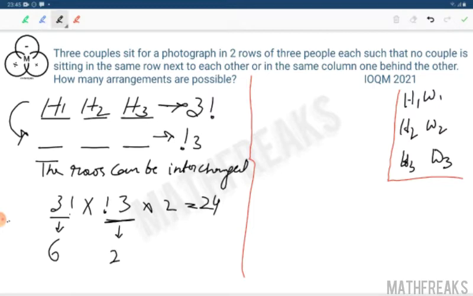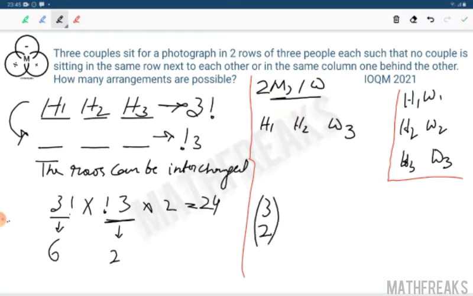So, two men, one woman in the first row. H1, H2, W3, and this is possible. So we are choosing two men, 3 choose 2. We are left with W1, W2, H3.